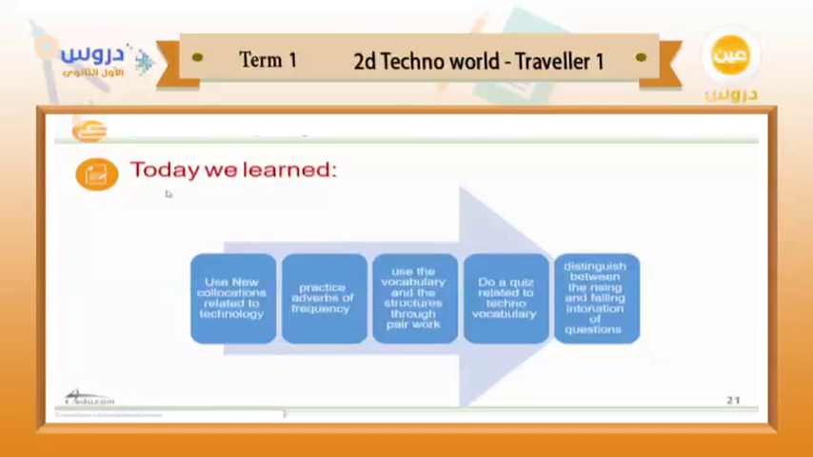Let's revise together what we have learned for today. Okay, we have learned how to use new collocations related to technology, practice adverbs of frequency, use the vocabulary and the structures through pair work, do a quiz related to techno vocabulary, and distinguish between the rising and falling intonation of questions.